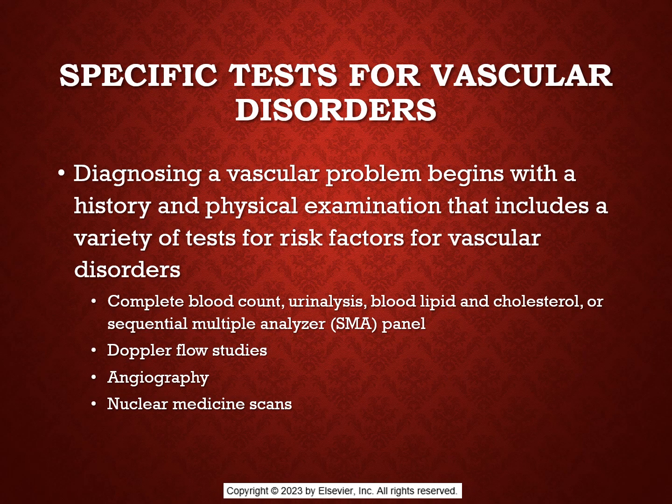Diagnosing a vascular problem will begin with a history and physical examination, including a variety of tests looking for risk factors for vascular disorders. A complete blood cell count, urinalysis, blood lipid and cholesterol assessment, an LDL lipoprotein, as well as a sequential multiple analyzer panel that screens lipid and kidney function, liver and kidney function, electrolytes, and blood glucose should be ordered. Doppler flow studies can be performed to detect a venous thrombus when one is suspected and to assess the patency of the carotid arteries.